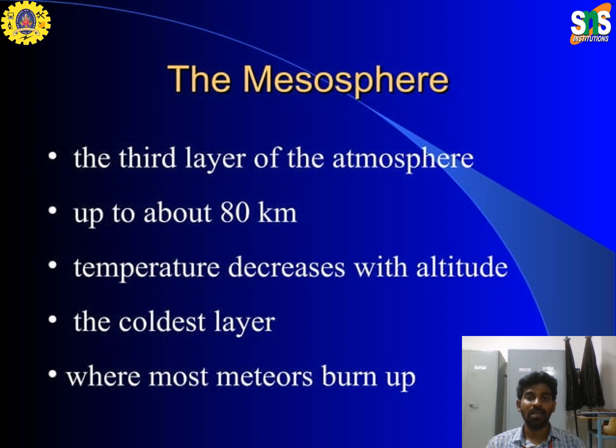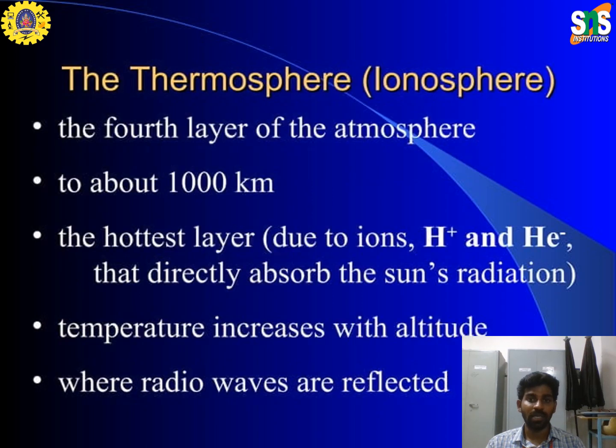And the third layer is the mesosphere. This is the third level of the atmosphere, about 80 kilometers from ground level. The temperature decreases with altitude, and it is the coolest layer, where most meteors burn up.